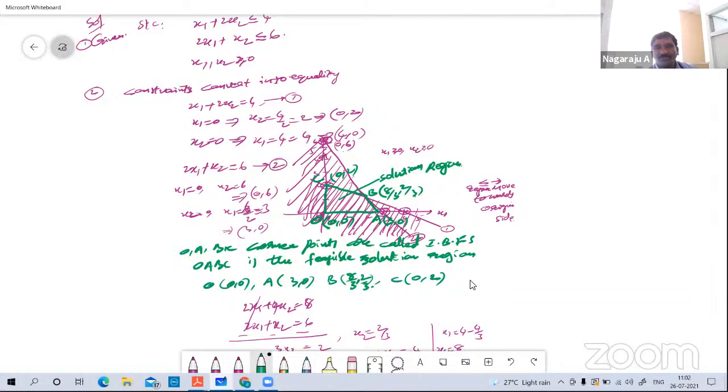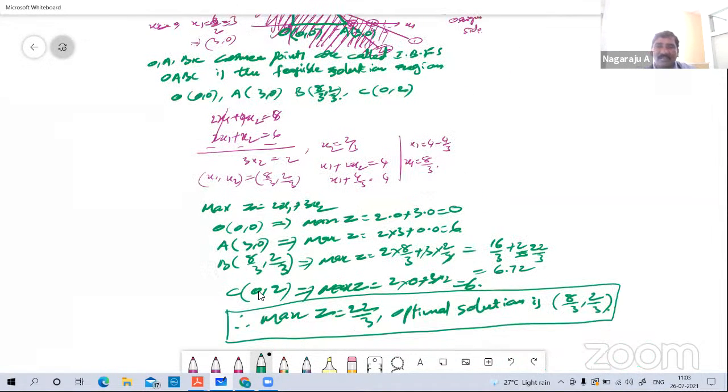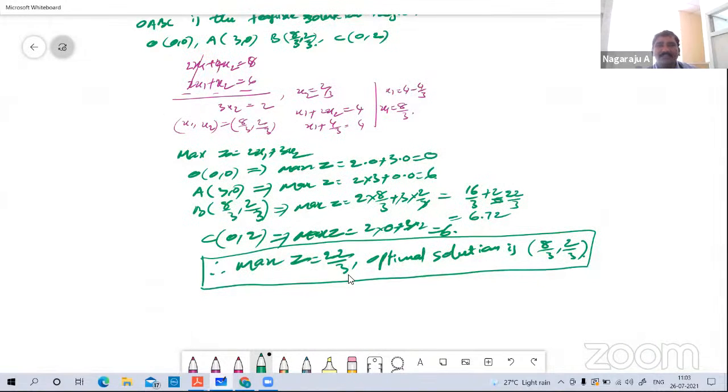Among these initial basic feasible solutions, the one which satisfies the maximization of Z with the maximum value is called the optimal solution. I'm solving here maximization Z equal to x1 plus 3x2. I substitute all the points: the origin (0, 0), (3, 0), (8/3, 2/3) and (0, 2). The maximum we got is at the point B, which is 22/3. So the maximum optimal value of Z is 22/3 and its optimal solution is (8/3, 2/3).